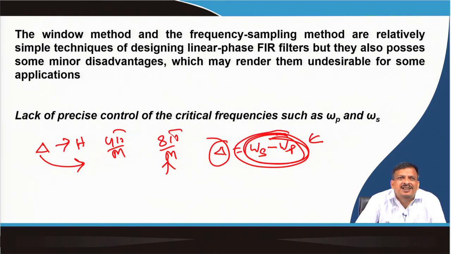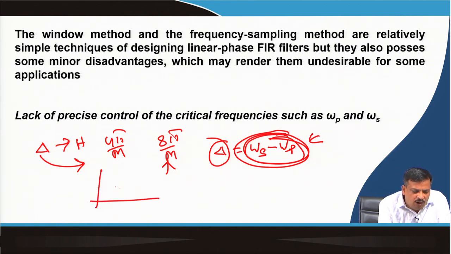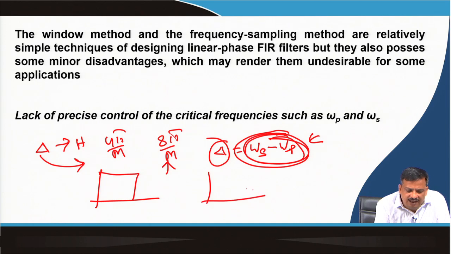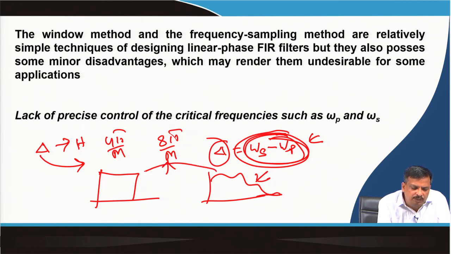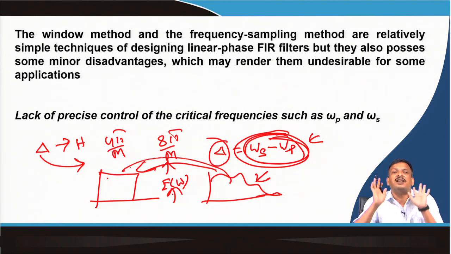So, optimization is nothing but this: suppose I want this filter. Now, I design this filter. I know this is my designed response and this is my desired response. I know the error. Now I want to minimize the error so that my designed response is as close as possible to the desired response that I want. That is nothing but an approximation.